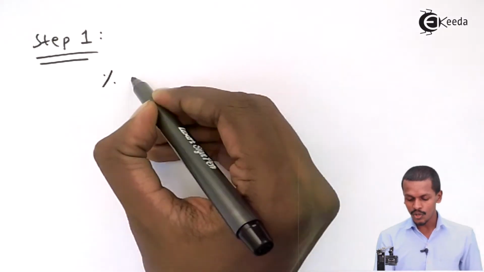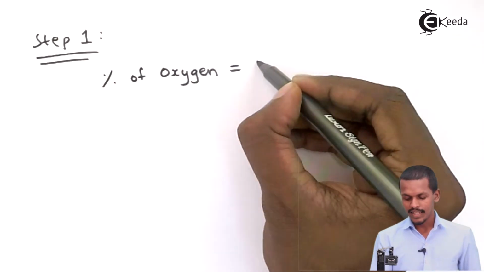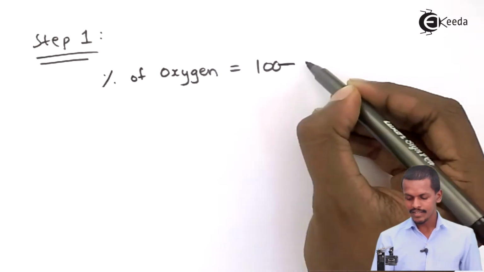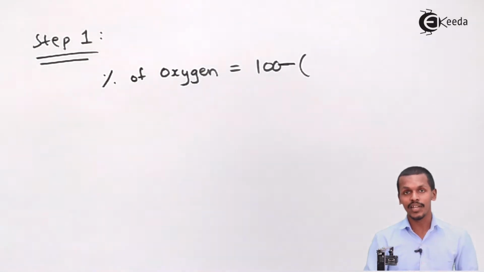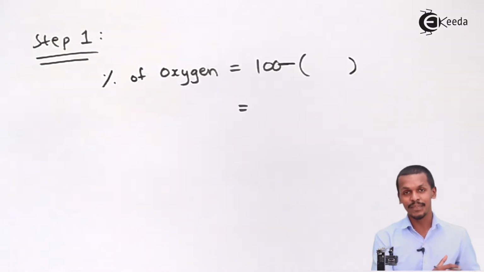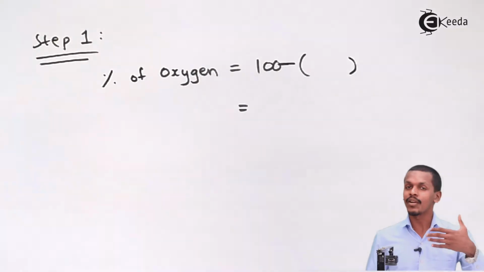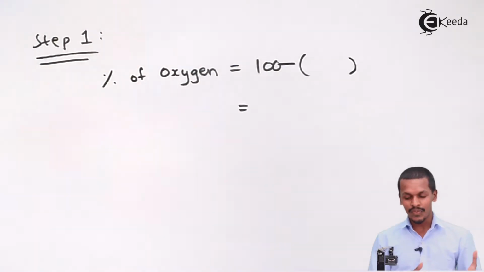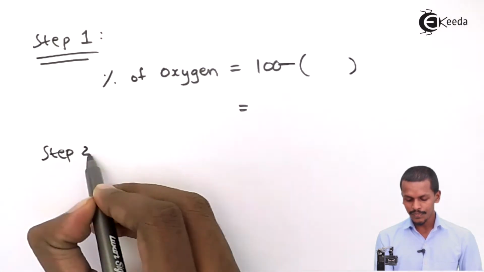The percentage of oxygen can be calculated as 100 minus the percentage of each element present in the organic compound. By this we can easily determine the percentage of oxygen, because since it is an organic compound, obviously we have calculated the percentage of carbon, hydrogen, and the rest. So that is how we can estimate the percentage of oxygen. There's a numerical also that we will be discussing. And talking about the next one, that is step number 2.